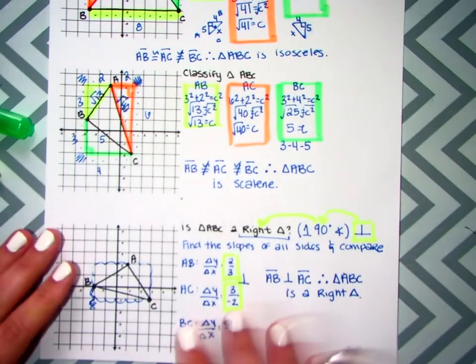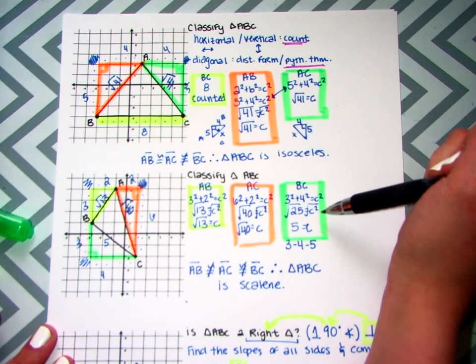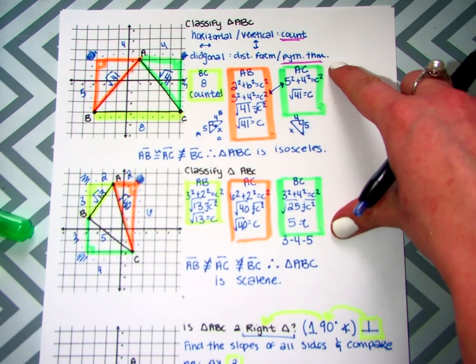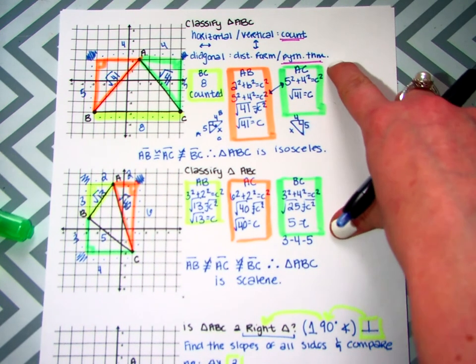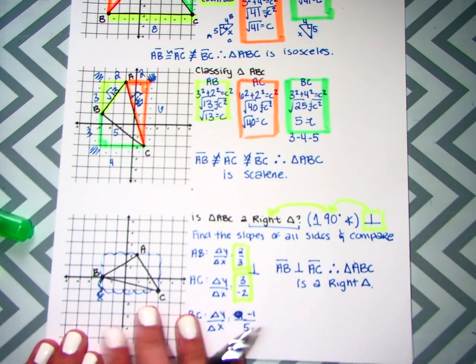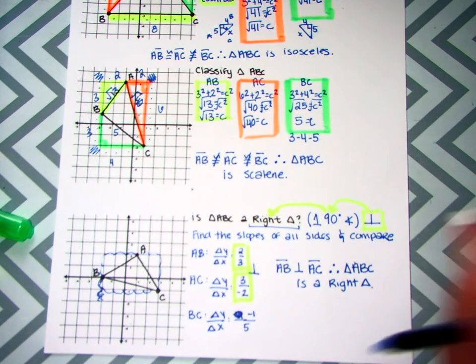So to recap, remember, if you are finding whether or not it is isosceles or scalene, like the first two, you do Pythagorean theorem or count. Distance formula is not recommended because you deal with negatives, and nobody likes to deal with negatives. So if you're classifying by sides, you have to do Pythagorean theorem or count. On the bottom, if you're classifying by right triangle, you have to find the slopes of all the sides and look for the perpendicular ones.